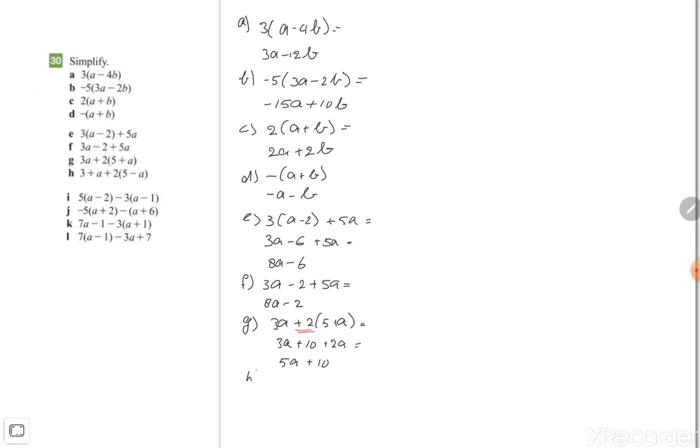H. 3 plus A plus 2 multiplying with (5 minus A). So we are going to copy 3 plus A, and then plus 2 times 5 is 10, and 2 times minus A is minus 2A. The equal terms, 3 and 10 is together 13, and A minus 2A is minus A. There you go.